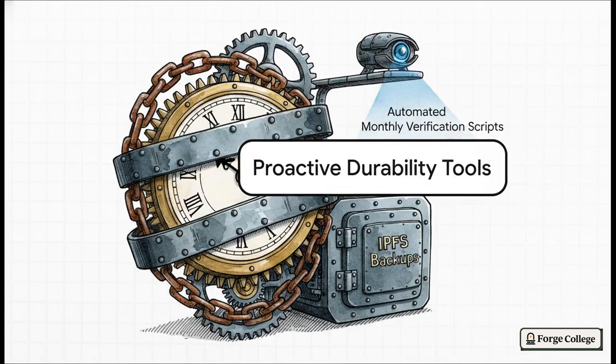The fix for this is proactive durability. You got to set minimum Filecoin deal durations. You definitely need to maintain IPFS pinned backup copies of every CID just in case. And you must run automated monthly verification scripts to audit your long-term storage lifecycle. This is absolutely not a set it and forget it situation, folks.